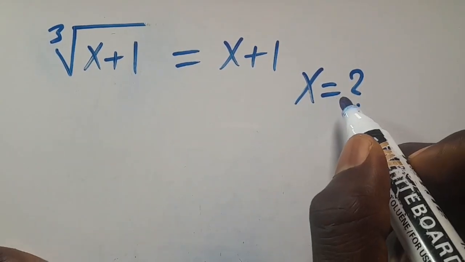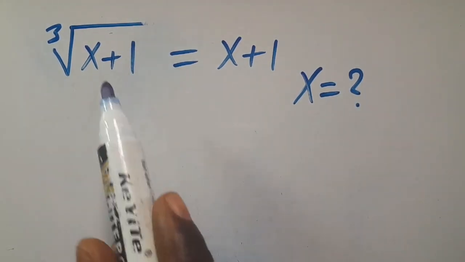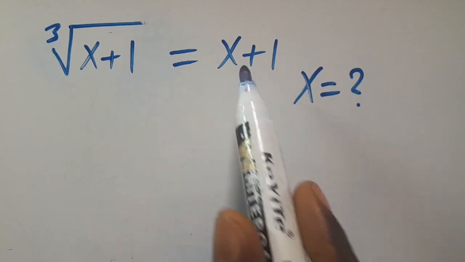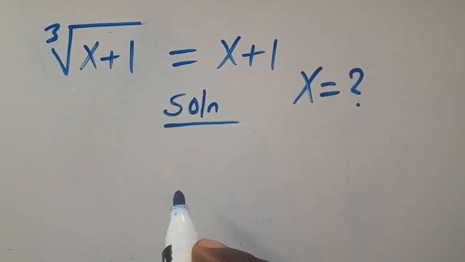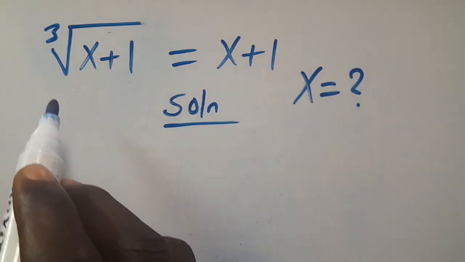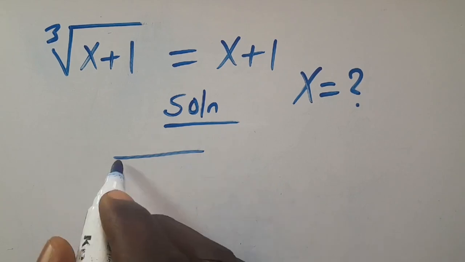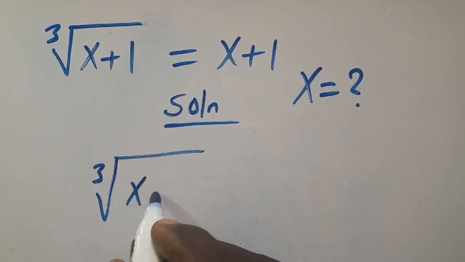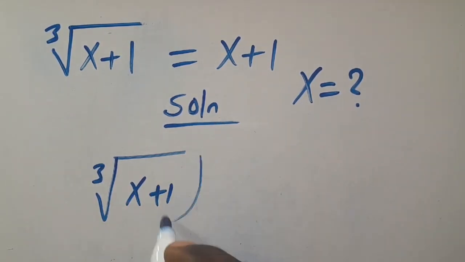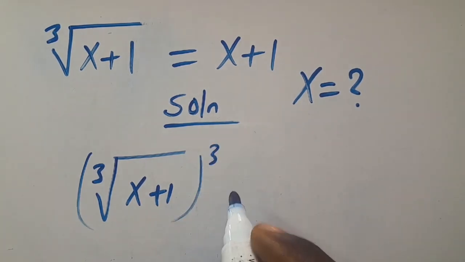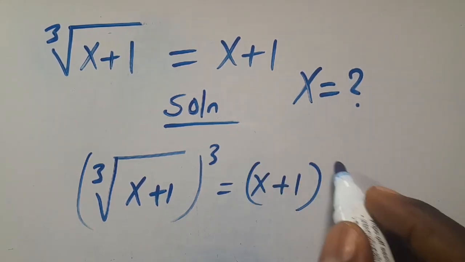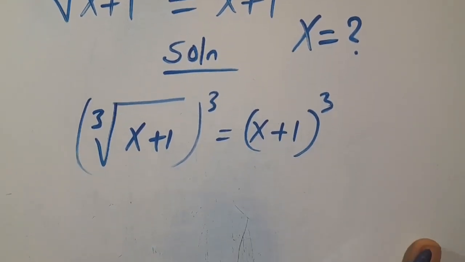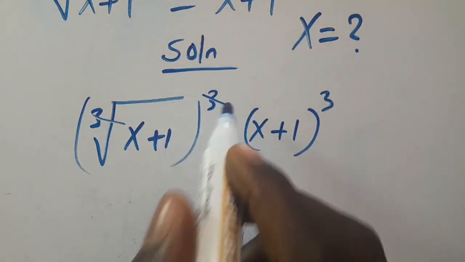Hi, what is the value of x, given that the cube root of x plus 1 equals x plus 1? Let's have it to be the solution. Let's take the cube root of x plus 1 to the power of 3, equal to x plus 1 to the power of 3. So mind you, this and this will cancel.